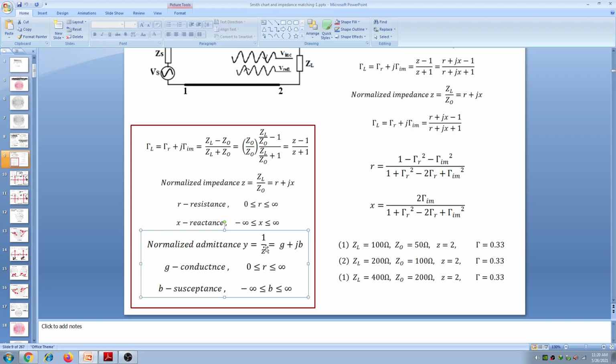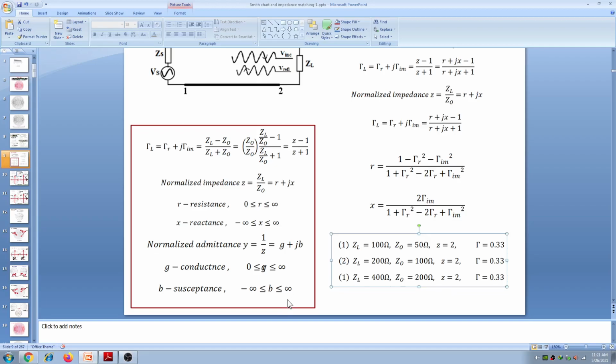The real part is called the conductance, here I have written g, this should be g. Conductance g varies from 0 to infinity, and the imaginary part is called the susceptance, which varies from minus infinity to plus infinity.